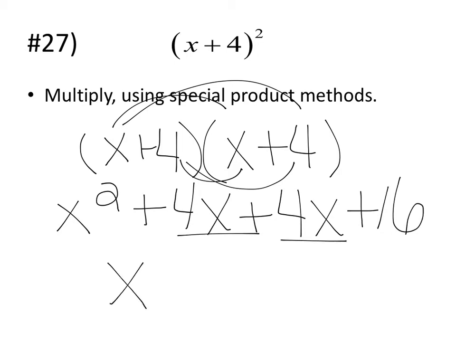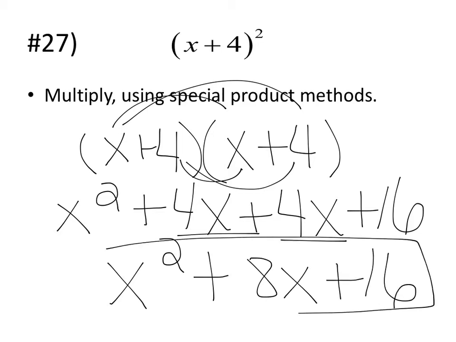Combine your like terms to get x squared, just kidding, plus 8x plus 16. And that's your final answer.